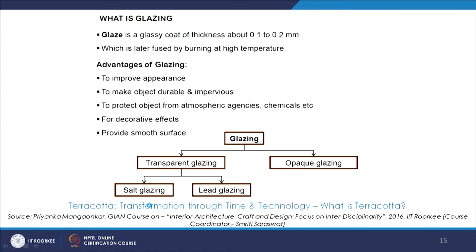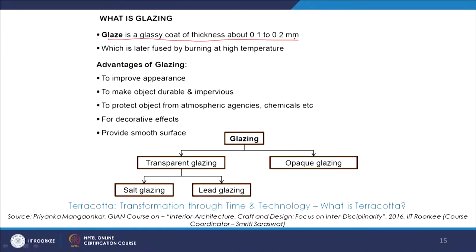Now what is glazing? We often talk about terracotta, ceramics, glazing, not glazing. So glaze is a glassy coat of thickness about 0.1 to 0.2 mm, and it is fused by burning at high temperature. It has several advantages. It improves the appearance, makes the object durable and impervious, and protects the object from atmospheric agencies, chemicals, etc. It provides decorative effects and a smooth surface. The glazing could be transparent or opaque, and within transparent, salt and lead. So it's again a very fine layer, and it helps protect the object and material from varied things.